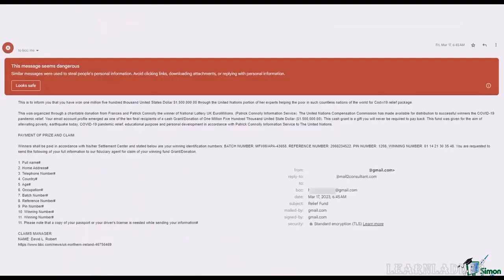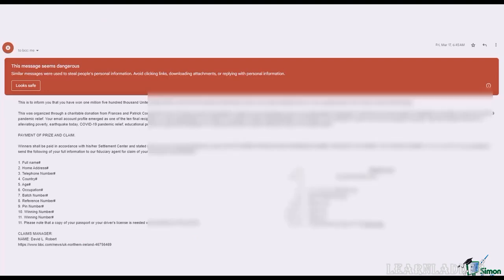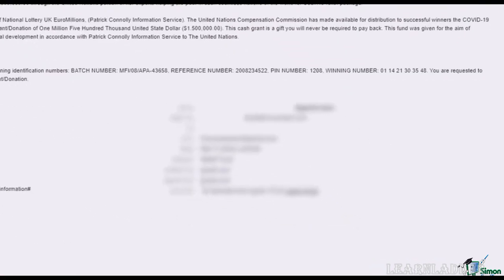Let's look at another one. This one is labeled as dangerous from Gmail rather than only spam. Let's start looking at the email address copied in the bottom right-hand corner. This one is also sent from a Gmail account.